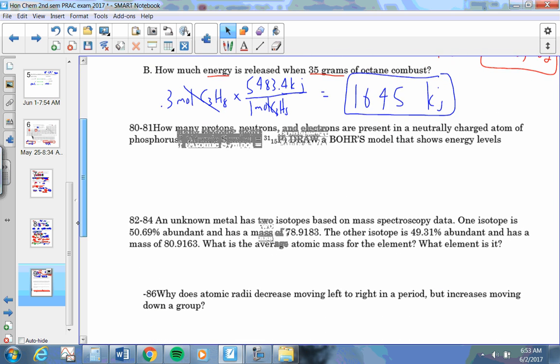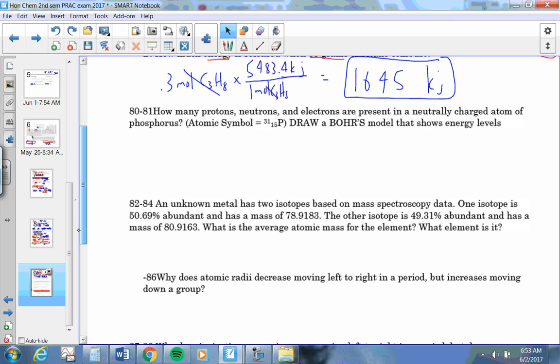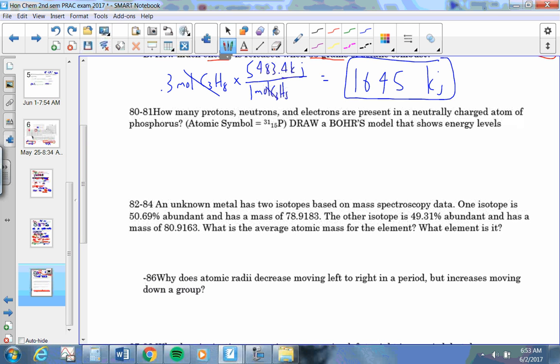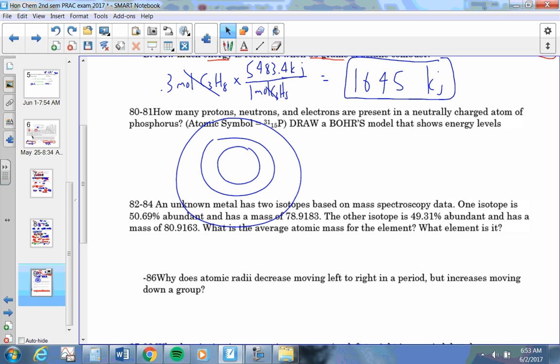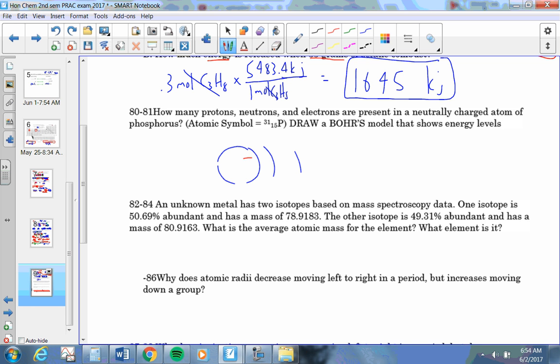The next one's calling for a Bohr's model. Not a lot of points, but it's something that we dealt with. A Bohr's model is a circle that represents the nucleus. It could have concentric circles, but we ended up tending to not need them, and all we have to do is just use a little side of that. So I can get rid of all this. Inside there, I'm going to need to know how many protons and how many neutrons. And then out here in these shells, I'm going to draw how many electrons are in each shell.